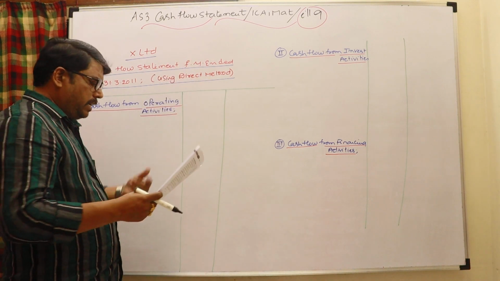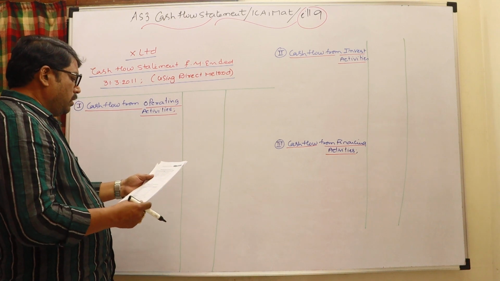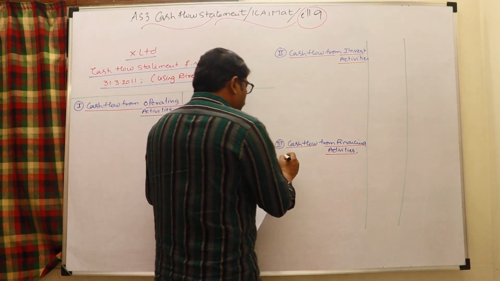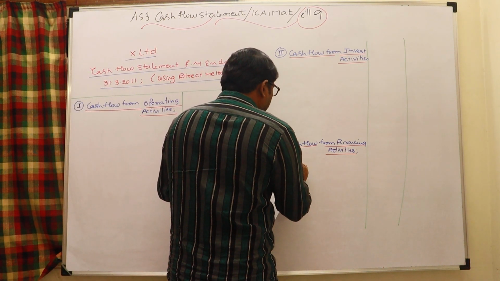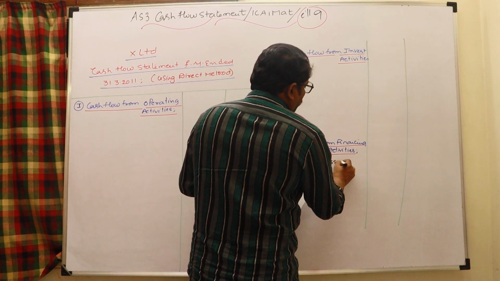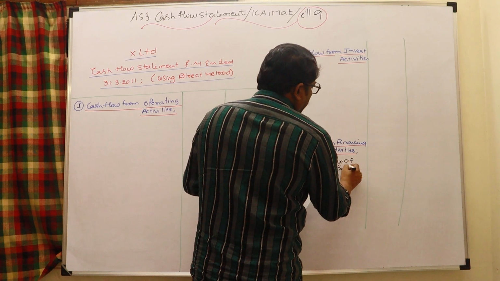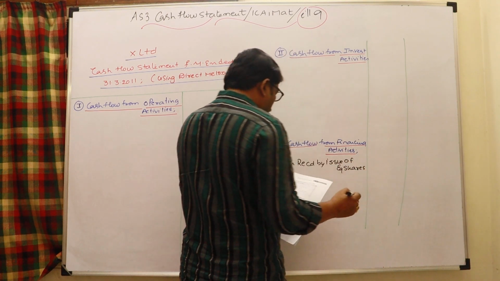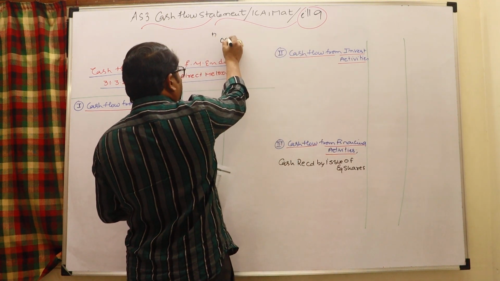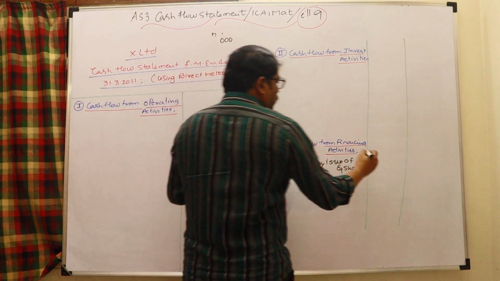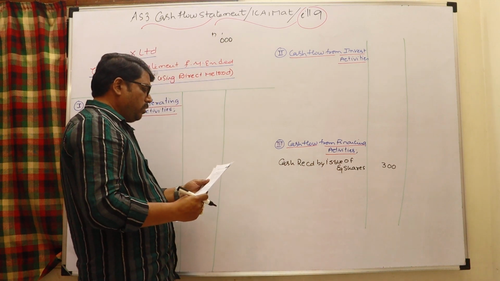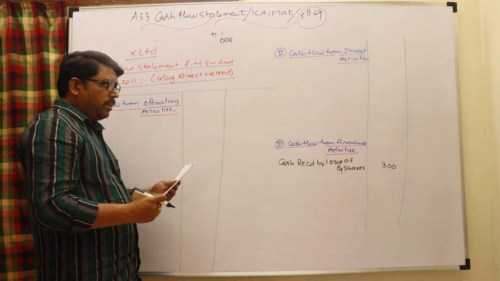All the three heads are created. Now I will go one by one. Cash received by the issue of equity shares, which I said is a financing activity, inflow 300. You can put the heading rupees in thousands, which is 300 thousands. Issue of equity shares is a financing activity.